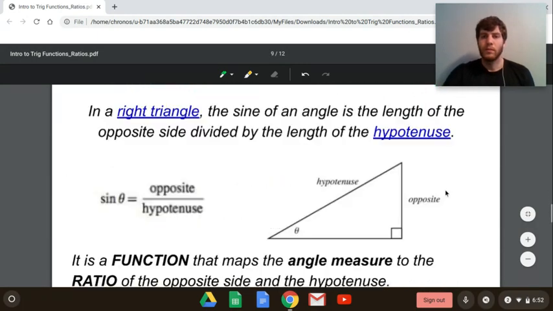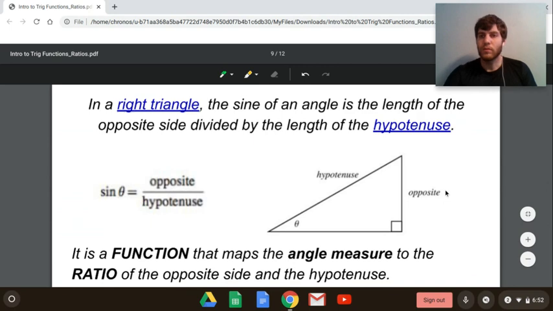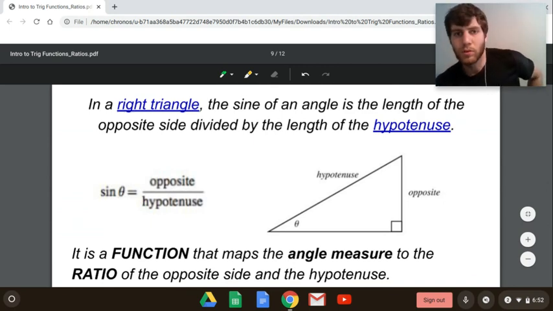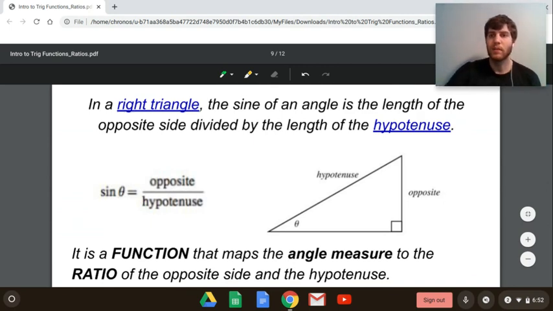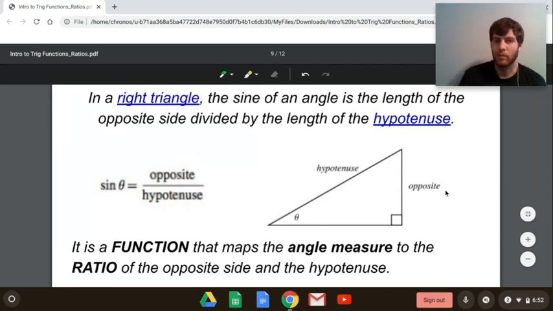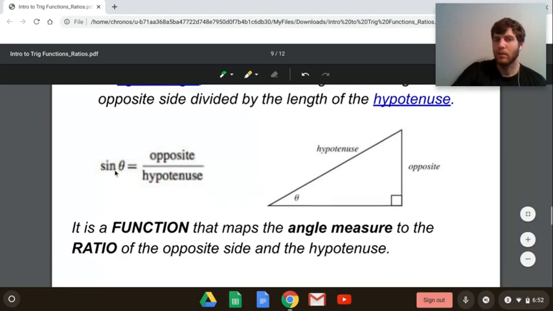Right? So next thing we want to look at is what the trig functions really are and what they do. So we want to start here with sine. We'll just use sine as our example. So the sine of an angle is going to be equal to the length of the opposite side divided by the length of the hypotenuse. So sine of theta, right? So SOH. So sine is opposite over hypotenuse. So the length of the opposite side divided by the length of the hypotenuse.